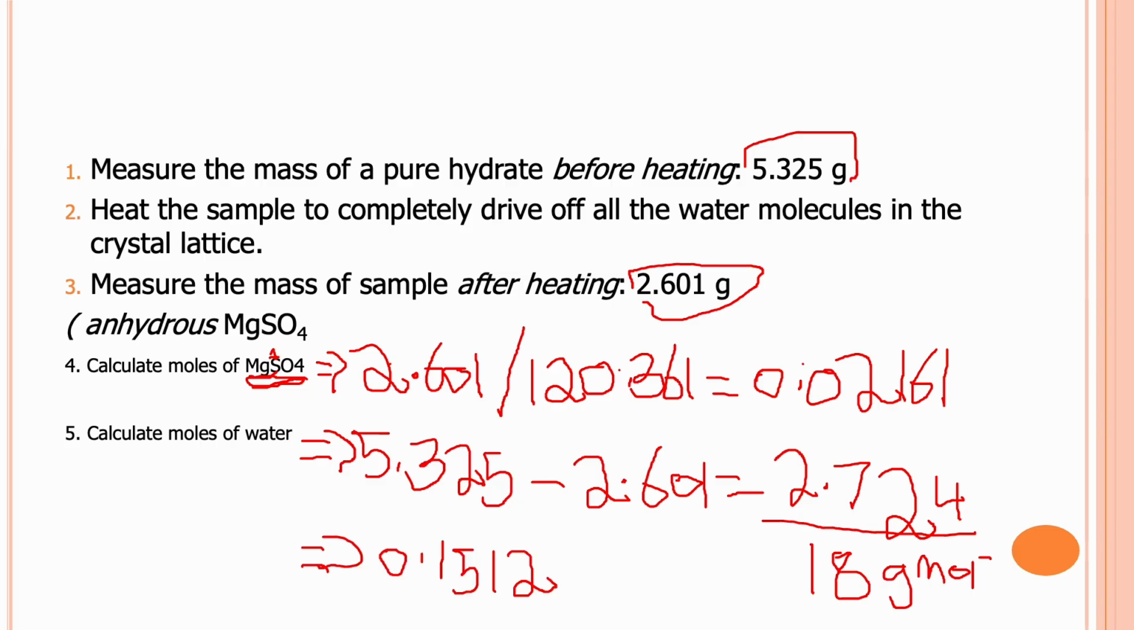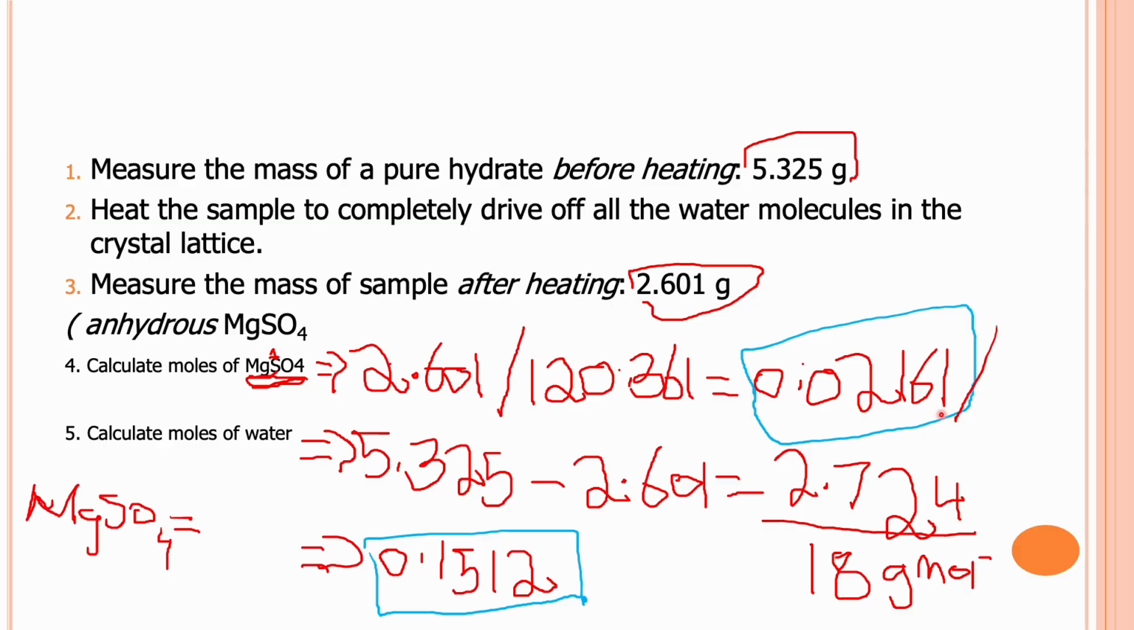So now that you have your moles of water here, and you have your moles of your magnesium sulfate, you're then going to be dividing by the smallest number of moles. So between these two values, your smallest number is going to be your 0.02161. So this divided by itself is going to give you 1 mole of your magnesium sulfate. And this divided by that is going to give you 6.9, rounded off to 7. So now you have 1 mole of this.